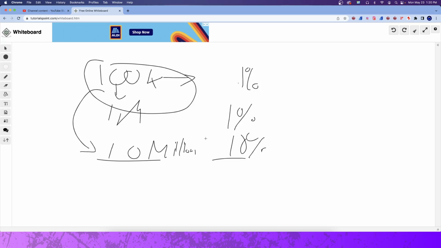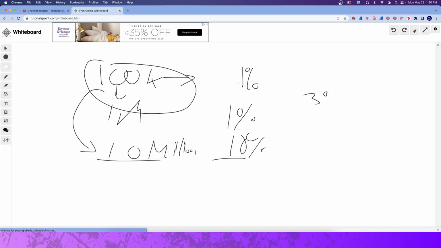Now, let's assume 10 is way too high. But let's just say a 3% conversion rate. What would have been? $3 million. $3 million he would have made off that one store.